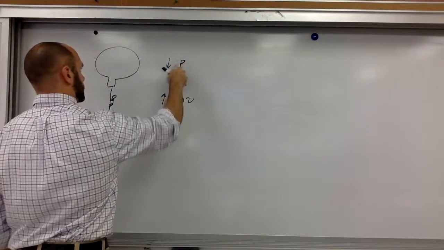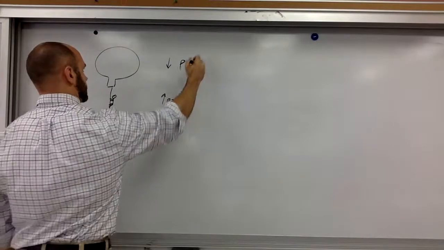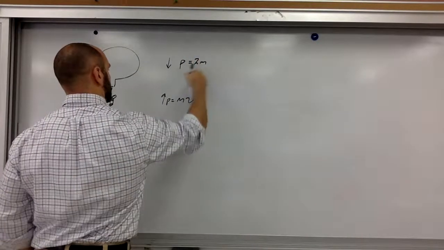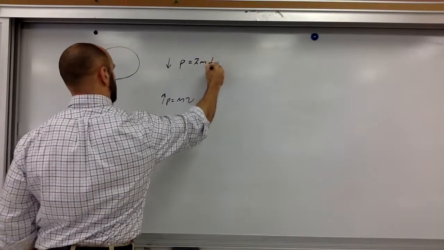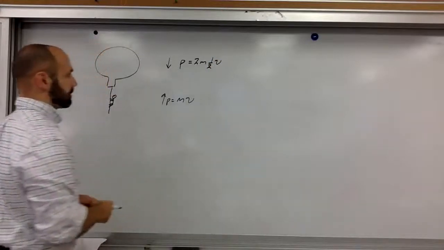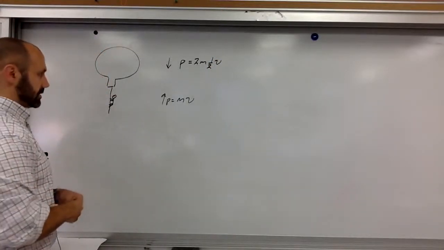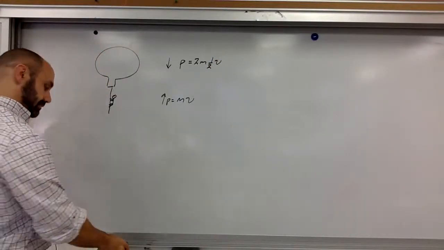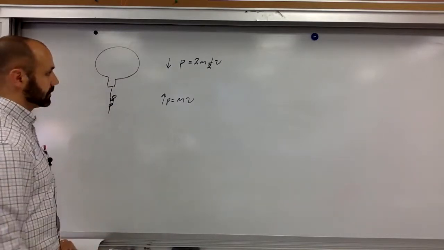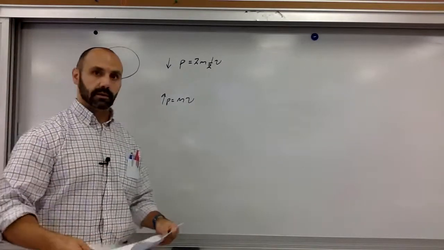Right? But if the balloon has mass 2m, then the balloon has to have a velocity of 1/2 v in order for the total momentum to remain 0. Okay. And that's it for this unit.